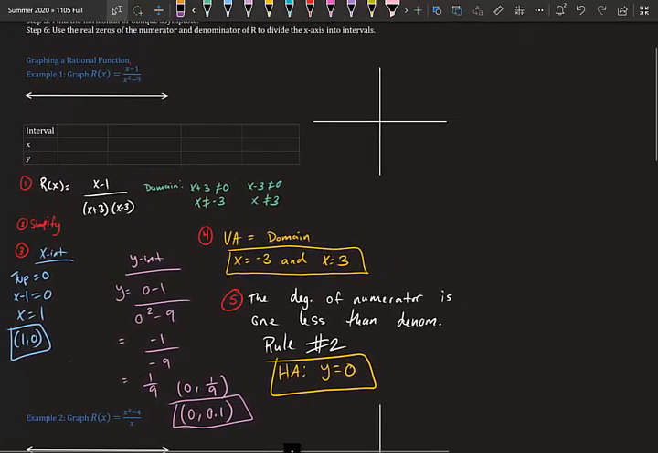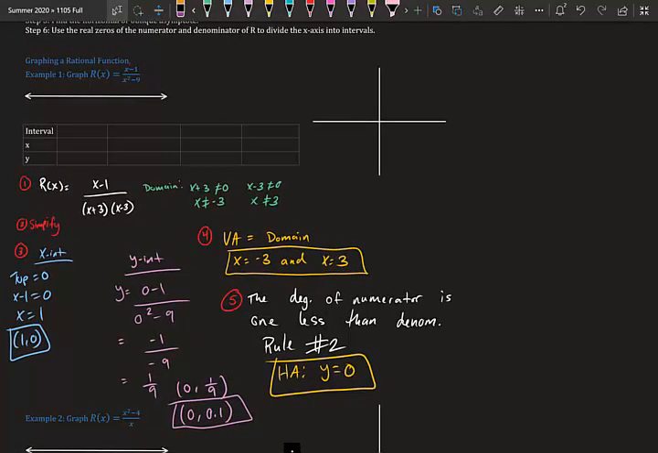All right, so we have our first 5 steps down. Now our 6th step: use the real zeros of the numerator and denominator of r to divide the x-axis into intervals. So we're going to be talking about all of the x values we found. The real zeros of the numerator, that's just the x-intercept. The zeros of the denominator, that's your domain.